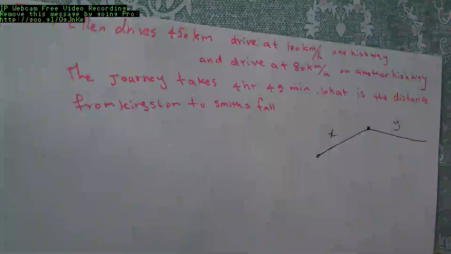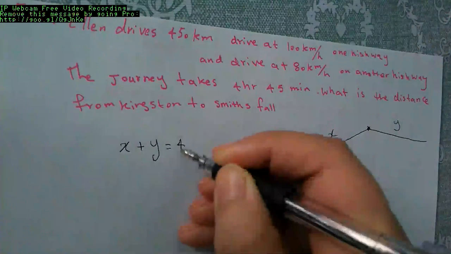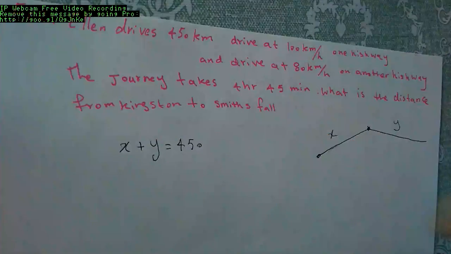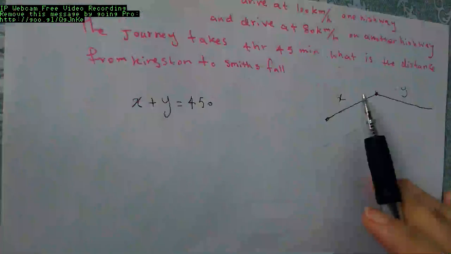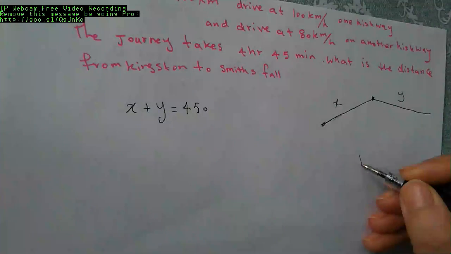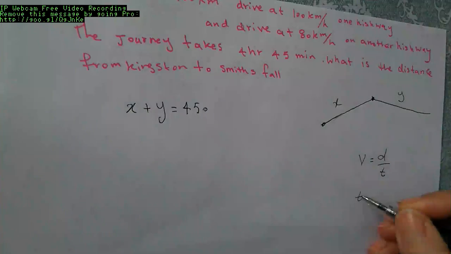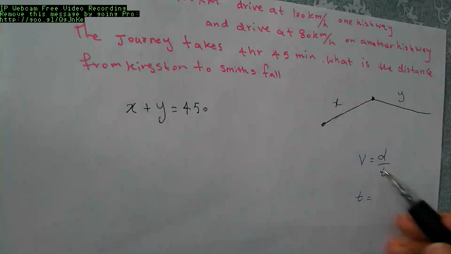So x plus y is equal to what? 450 kilometers. And I know the time. So I know velocity is equal to distance over time. If you arrange it for time, time goes up and velocity goes down, so time is going to be distance over velocity.